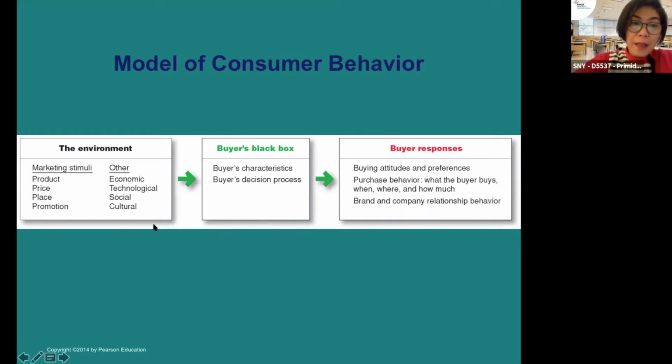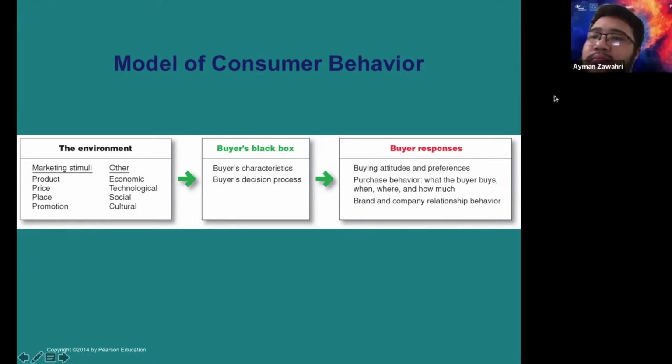Now, can anyone share or describe a story to us, your journey in purchasing or liking a certain brand, starting from looking at the stimuli, and also when the stimuli gets into the black box? Can anyone tell me a story? Can anyone share with us the story of the journey to make a decision on purchasing a certain brand? Yes, Ayman.